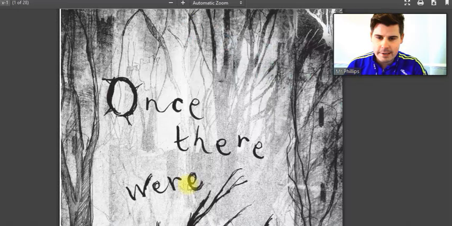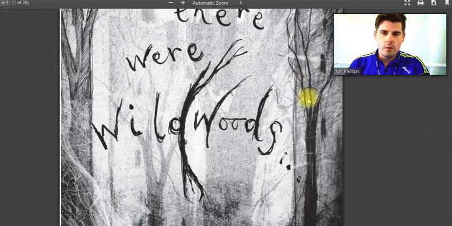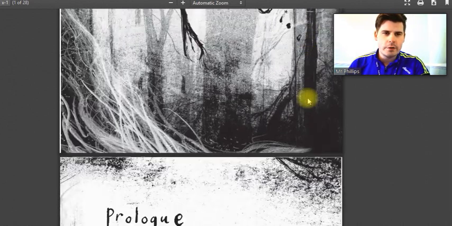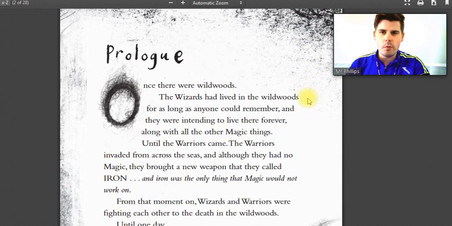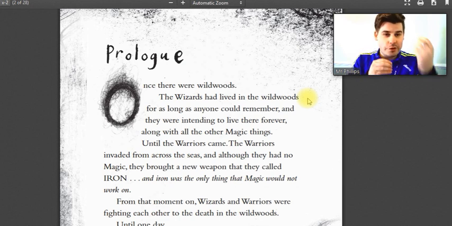So let's get the text up. There it is. There's that opening page. Once there were wild woods. Okay, today we're gonna read the prologue only. I can't remember. Did I read a prologue with you, or was that with Year 5 and Year 6? Can't remember. But we're gonna read the prologue, which is the story before the story begins. Okay, it gives you a little bit of background.